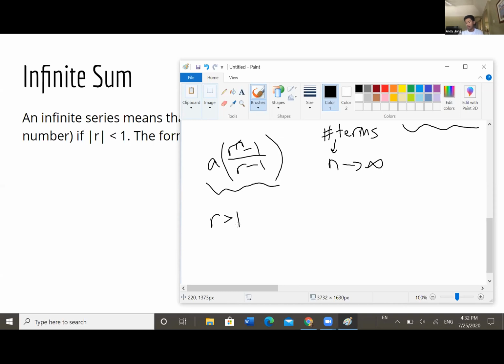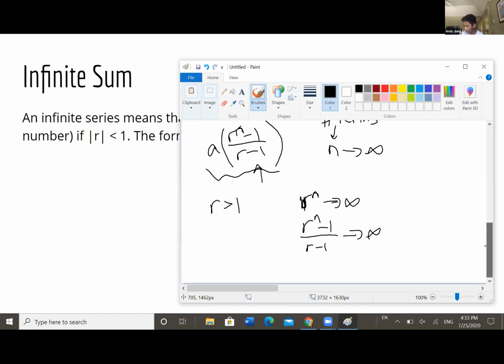Yeah, and this term right here, r to the n minus 1 over r minus 1, gets super big because r to the n approaches infinity. No matter what n is, r to the n is always going to approach infinity if r is greater than 1. And r minus 1 is a constant, so r to the n minus 1 over r minus 1 also approaches infinity. So at this point, it's undefined. So we don't worry about when r is greater than 1.